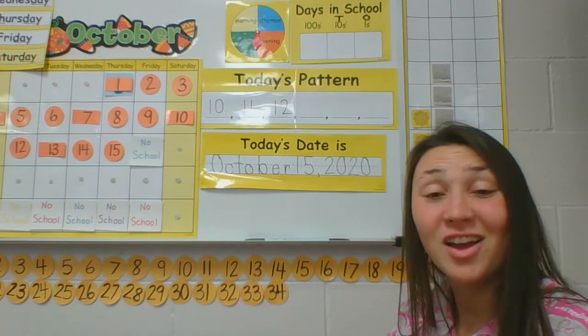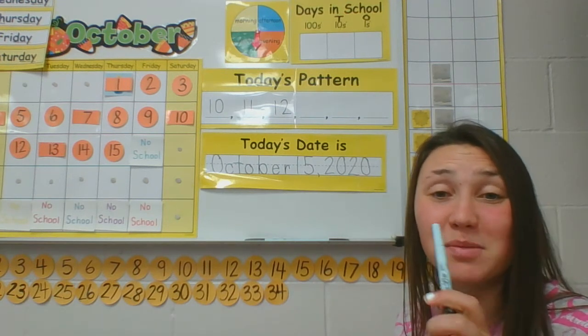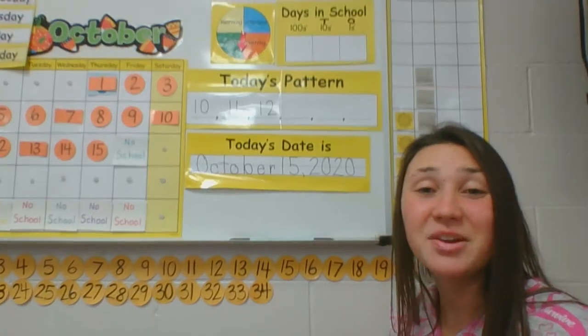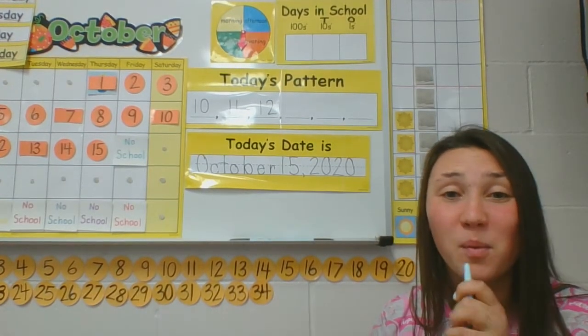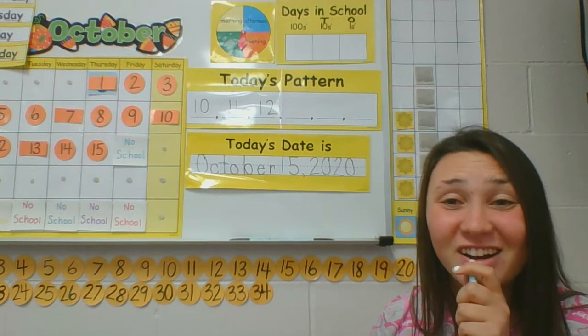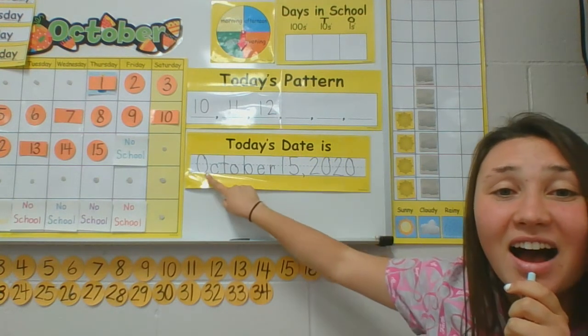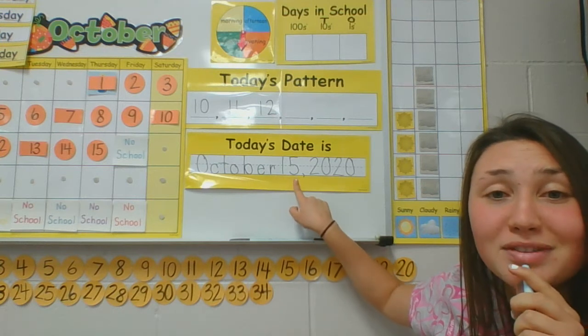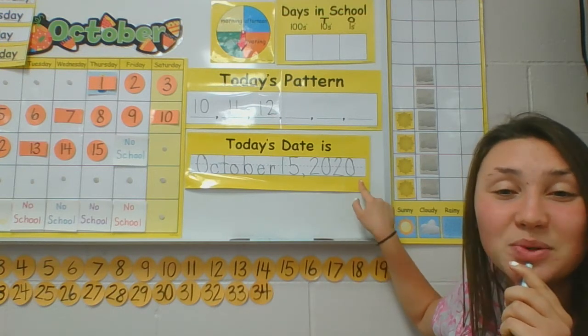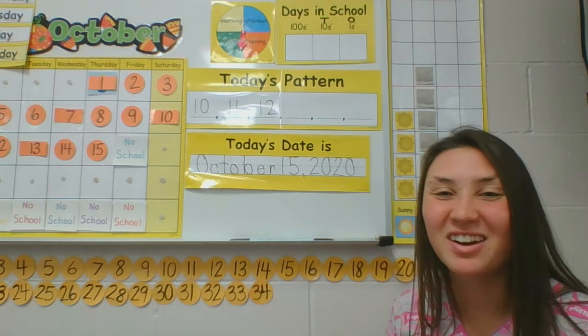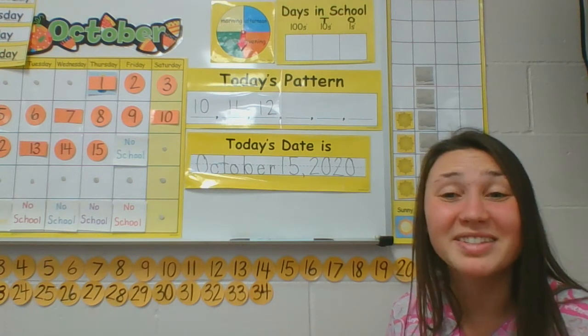All right. You know what time it is. You can grab your microphone, whatever you want it to be. You can announce the date with me. Ready? 1, 2, 3. Good morning, Milwaukee. Today's date is October 15th, 2020. All right, kindergartners, we can move on to days in school.